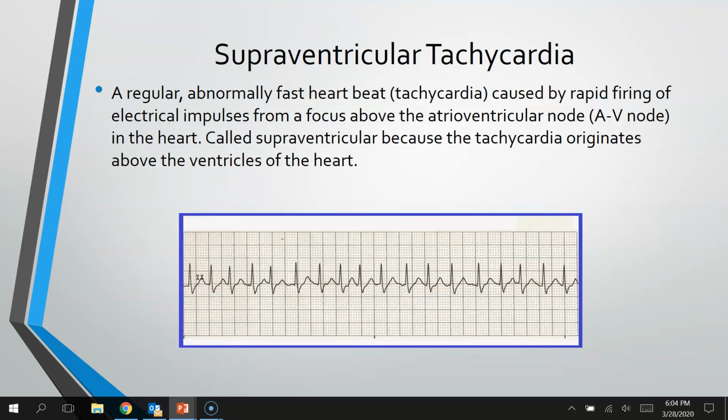SVT, or supraventricular tachycardia, is an abnormally fast heartbeat, and it's really caused by the rapid firing from the AV node. Okay, so it just goes a little bit crazy. So you may not see P waves in front of these. We're seeing a QRS, we're seeing the T, but we're not seeing that P wave. So it's just rapid firing with that ventricle.